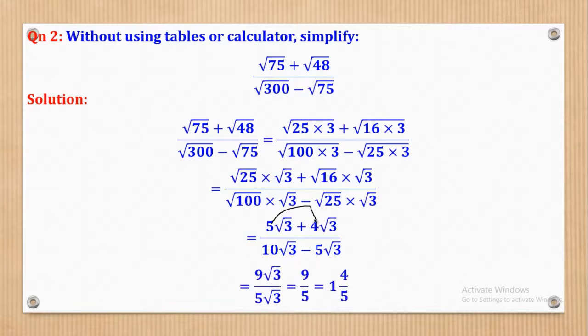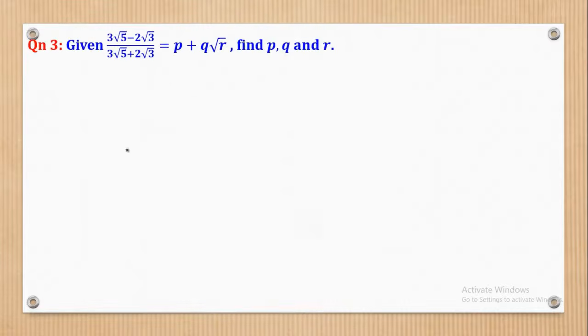So this plus this is 9, and this minus this is 5. So the sides are the same, so they can cancel, remain with 9 over 5, which is the same as 4 over 5. Now we shall go to question 3, which is that given this is equal to this, find the values of P, Q, and R.